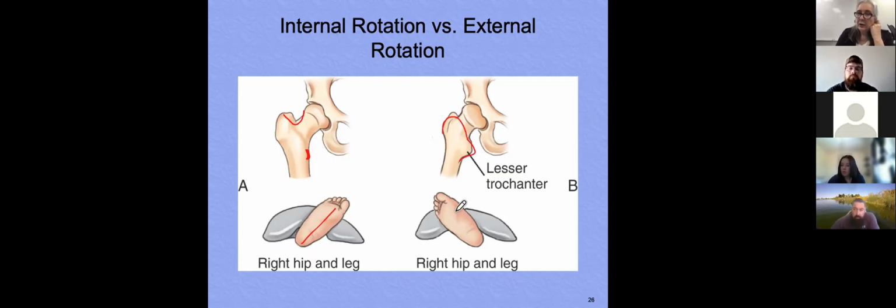Okay, so this goes with this, but this part does not go with this. This does, but this doesn't, because you should be able to see a nice U and a beautiful silhouette of the greater trochanter. Okay.